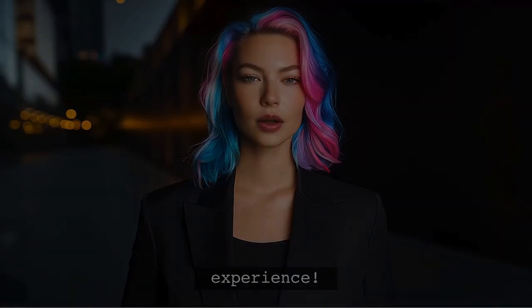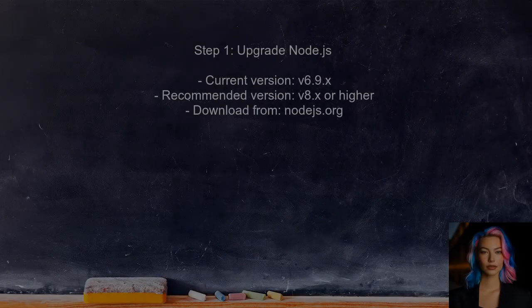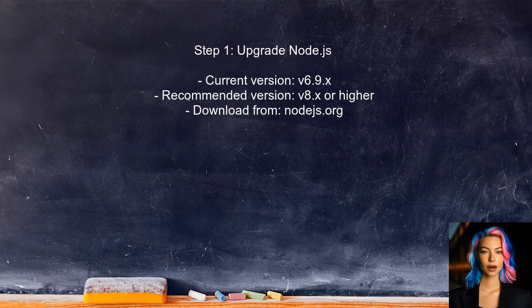To begin debugging promise call stacks in Visual Studio Code, the user should ensure they are using a compatible version of Node.js. Since they are currently on version 6.9, it's recommended to upgrade to at least version 8 or higher for better support of async call stacks.